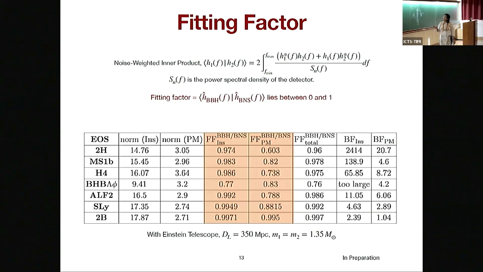So if you look at the post-merger part, you will see that for the stiffest equation of state, where the compactness is not that high, it mismatches with the binary black hole data a lot. Whereas if you go to the most compact equation of states of neutron stars, you will see that it matches the data more or less equally. So if a neutron star with 2B equation of states is merging, then it is quite impossible to distinguish whether you have seen a low mass black hole merger or a binary neutron star merger.